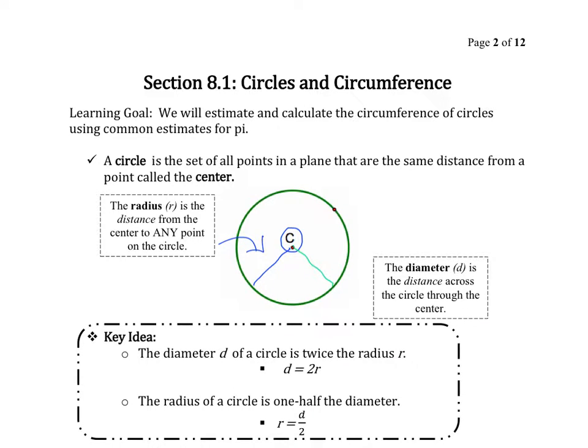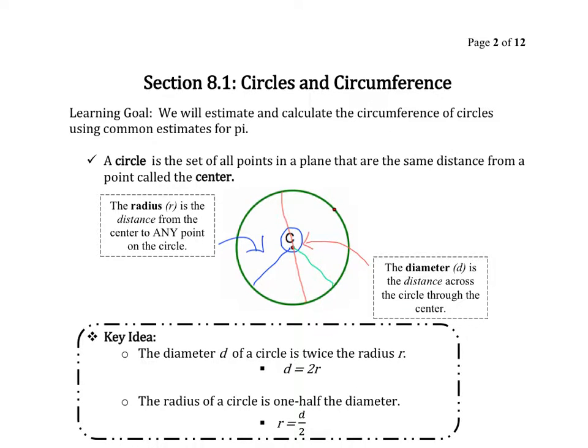Now, as far as the diameter is concerned, the diameter is the distance across the circle through the center. So we are going from one end of the circle through that center point to the other. Again, ignore the fact that it's a little bit squiggly. Just like the radius, there are dozens of different diameters going through the circle at once, but the relationship between the diameter and radius is what's really important.